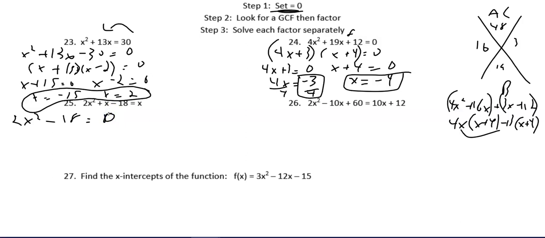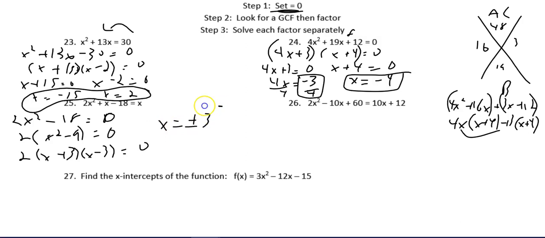Now, notice I can do a GCF. And then, easiest factoring ever, difference of two squares, square root of the first term, square root of the second term, plus, minus. So that basically I'm going to set both of them equal to 0, and I'm going to get plus or minus 3. X plus 3 will give me negative 3, x minus 3 will give me plus 3. I can just write the answer right there.